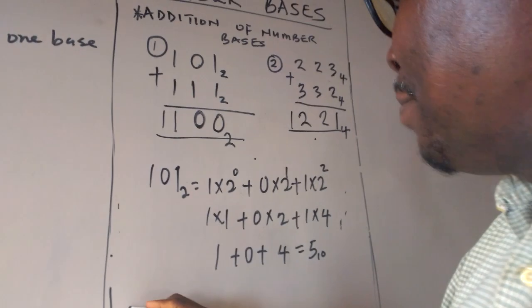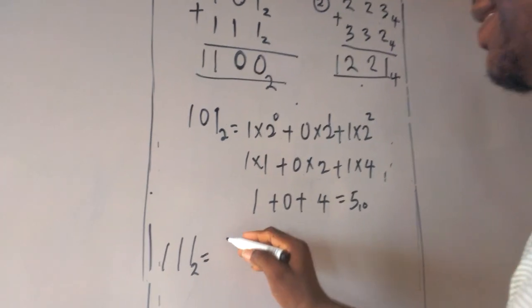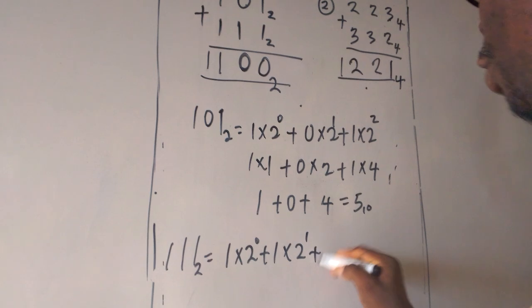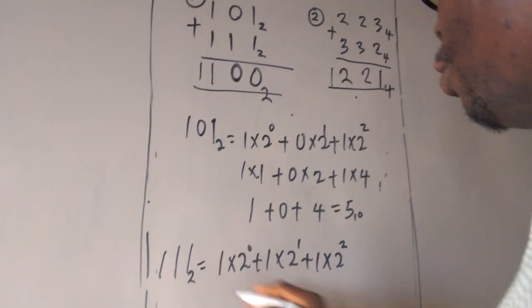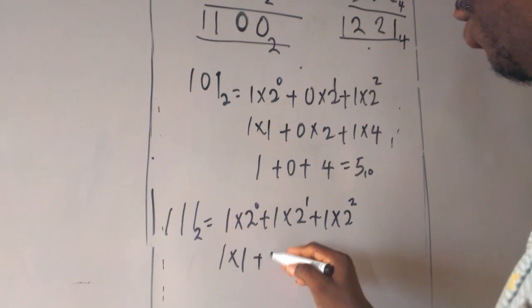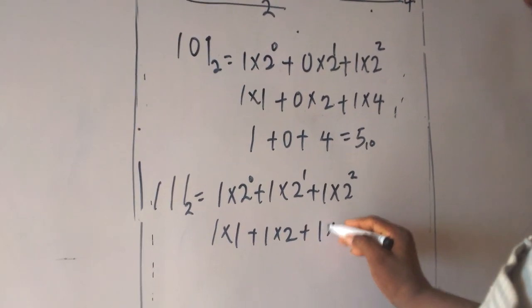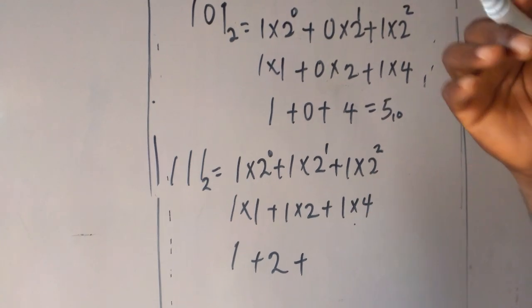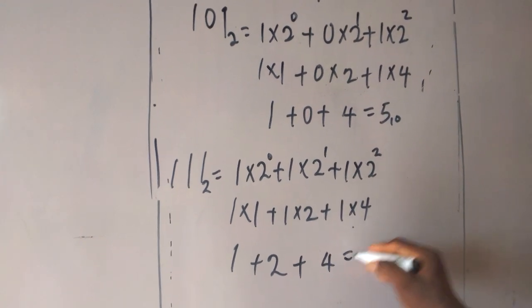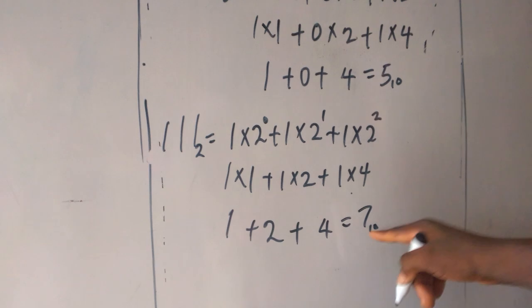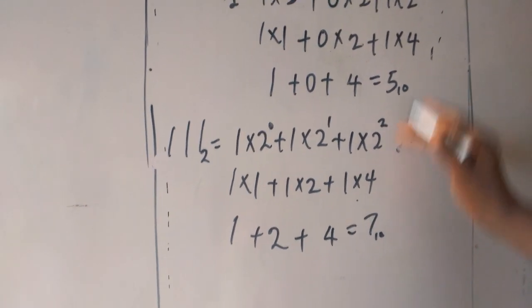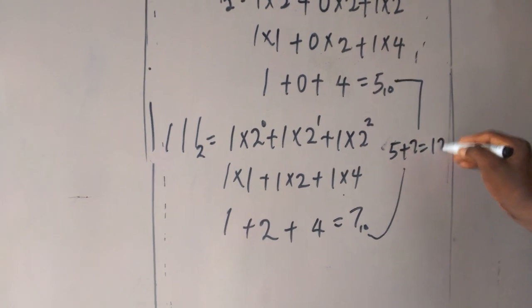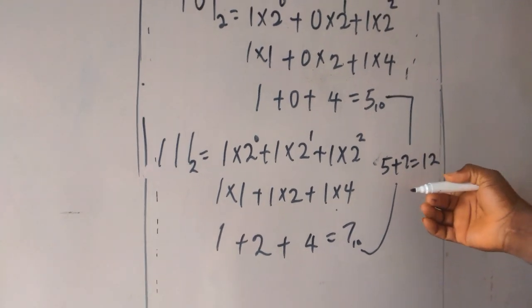Remember? Then I will take my 111 base 2. I'll do the same thing. I'll say 1 times 2 raised to power 0, plus 1 times 2 raised to power 1, plus 1 times 2 raised to power 2. This is 1 times 1, plus 1 times 2, plus 1 times 4. That gives me 1 plus 2 plus 4. Everything here is 7 base 10, right? So, meaning if I now say 5 plus 7, 5 plus 7 will give me 12. This is already 1, 2 in base 10.